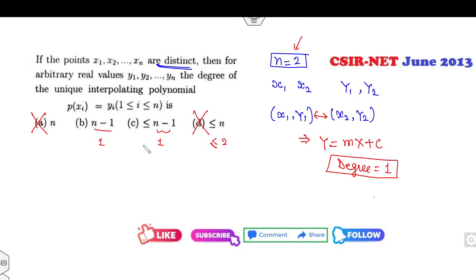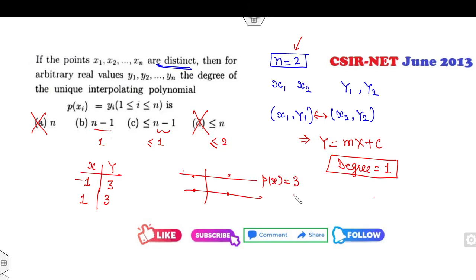Now, whether it's 1 or less than or equal to 1, again a very simple approach, because you have taken 2 distinct points. Let's say x is minus 1, y is equal to plus 1, and I can choose y as a constant. So what is the graph of this? x is minus 1, y is equal to 3, x is equal to plus 1, y is equal to 3. What is the degree of this polynomial? This is a constant polynomial, so the degree will be 0. So equality to 1 is not possible. The only right option is C, my right answer.